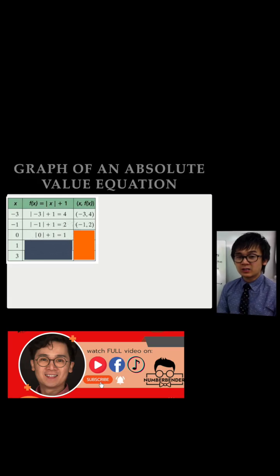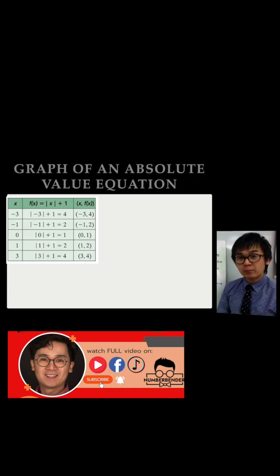And when x is 0, y is 1, or f of x is equal to 1, so we have 0 and 1. And when x is 1, f of x, or the y value, is equal to 2. So we have 1 and 2 for our next point. And for the last point, if x is equal to 3, f of x will be equal to 4. Therefore, our last ordered pair will be 3 and 4.